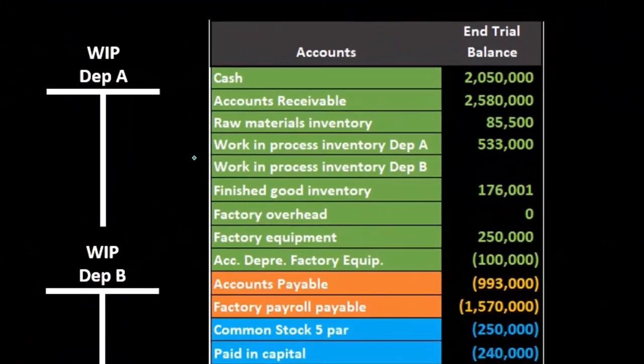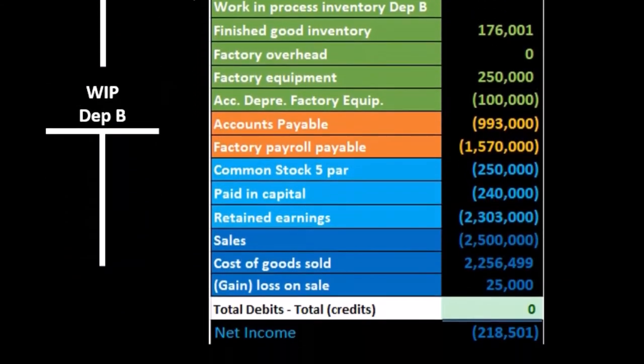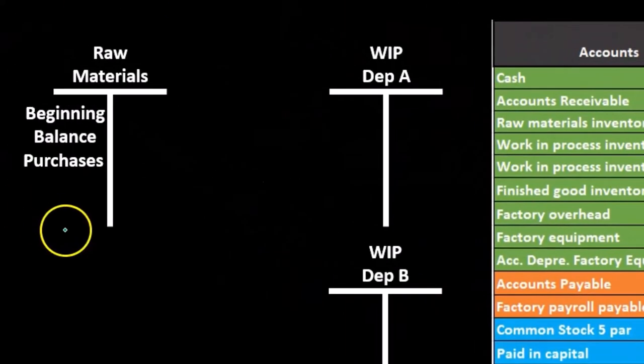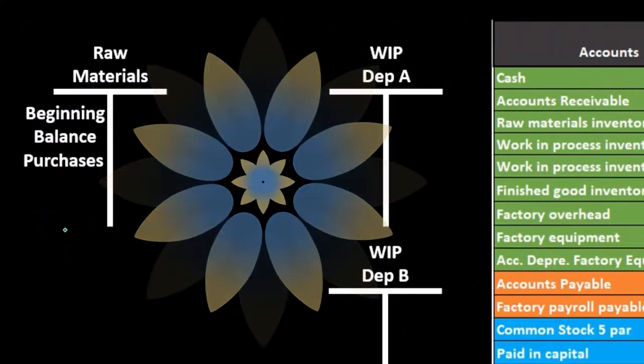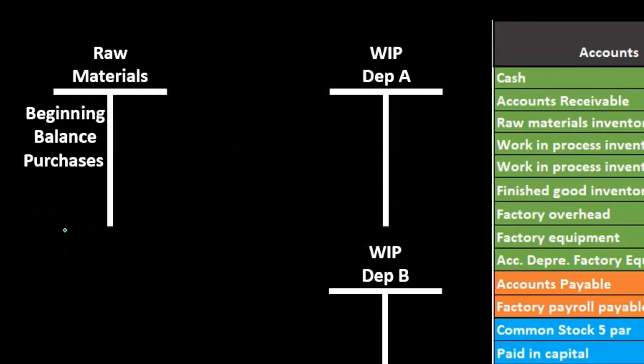Other than that, the flow in the journal entries will look similar, but we'll have to account for, of course, these two departments, these two work in processes. We'll start off in a similar fashion as we would with a job cost system. We're going to buy the materials.